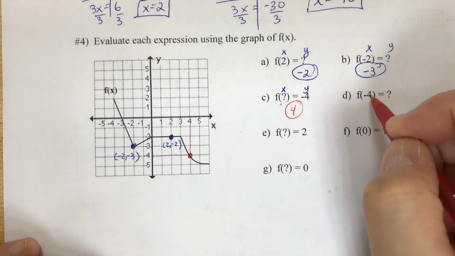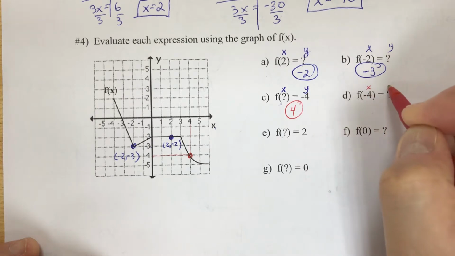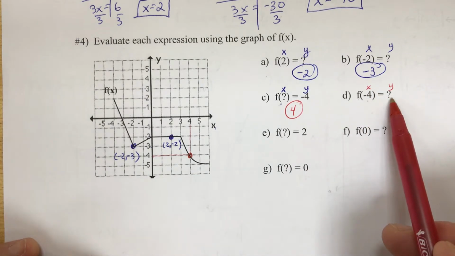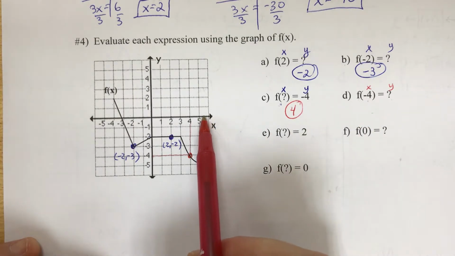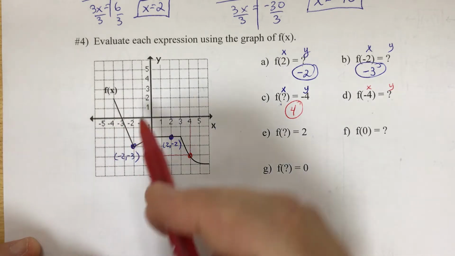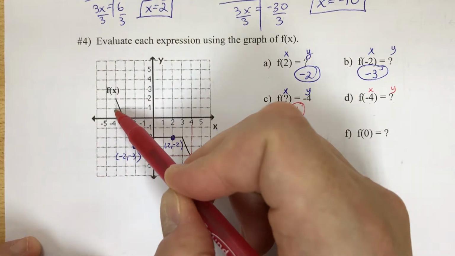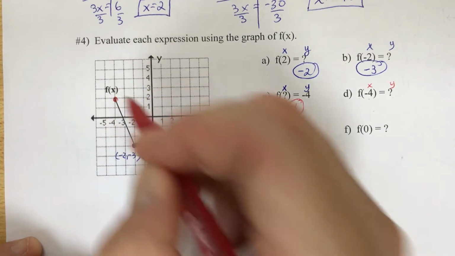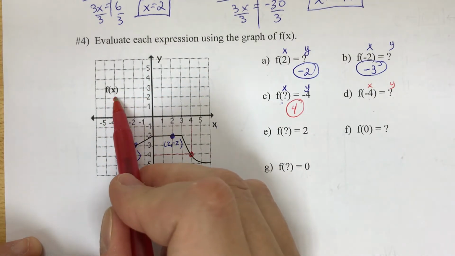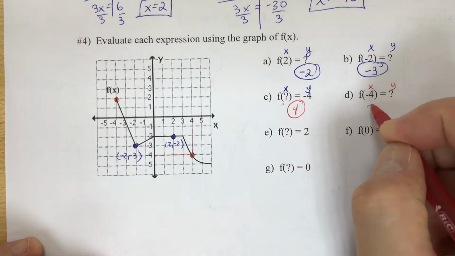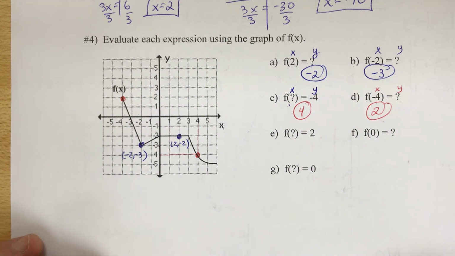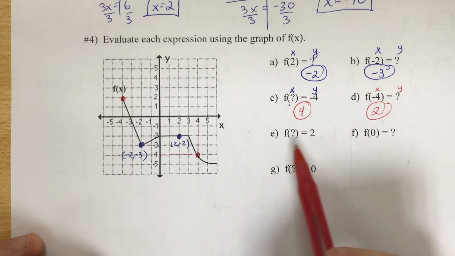Now, f of negative 4 equals question mark. Now this is the x value. The question is, what's the y value? So now I'm looking at x's. Where's negative 4? Here. What y value gives us negative 4? Oh, here's the point on the function. What's the y value? 2. It's kind of cool how you do this, but again, it takes some time to get used to the concept.